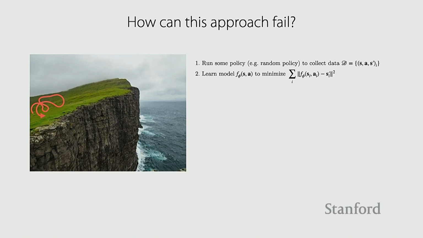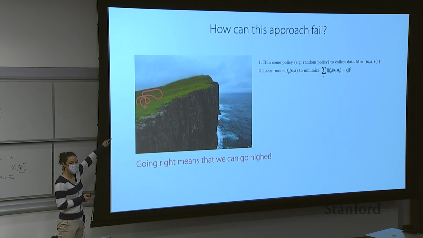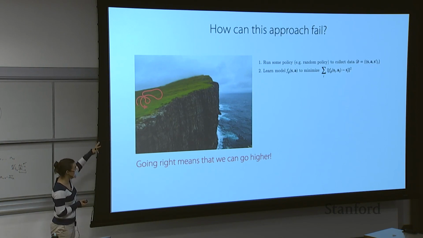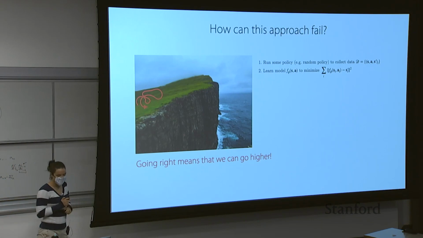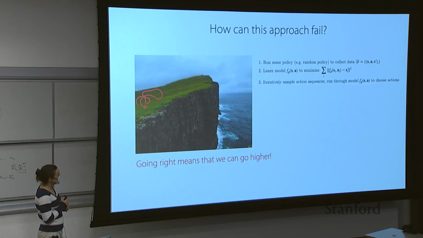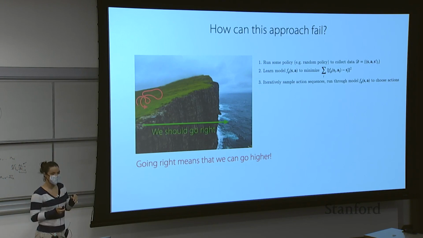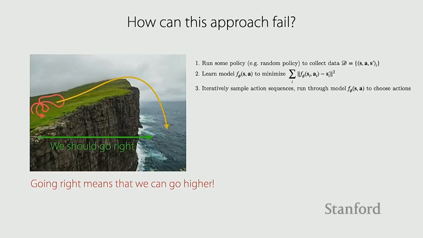And one thing that you might learn from this data is that if you go towards the right, then you can go higher. Because in this region where you collected data, you always saw that if you went right, you got to a higher elevation. And then you're going to optimize for actions or plan actions so that you maximize reward. So if you want to go higher, you'll learn that you should go to the right. And then one thing you might notice is that if you do that, you'll keep on going right and fall off the cliff.